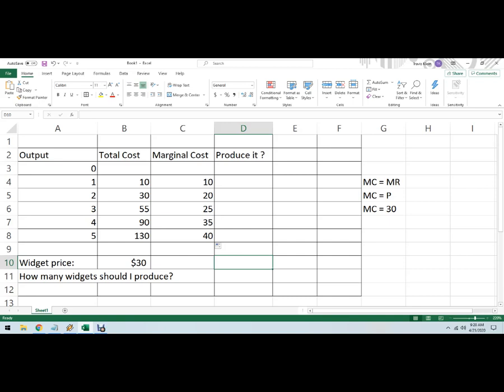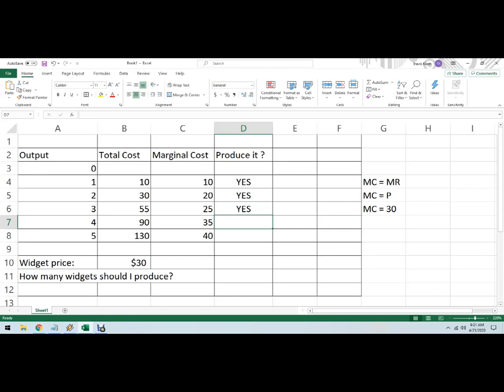This first unit cost me 10 additional dollars. I'm going to sell it for 30. So do I produce it? The answer is yes. And I'm going to put these columns in the center here. Then this one, I'm going to sell it for 30. It cost me 20. Am I going to produce it? Yes. This one, I'm going to sell it for 30. It cost me 25. Yes.